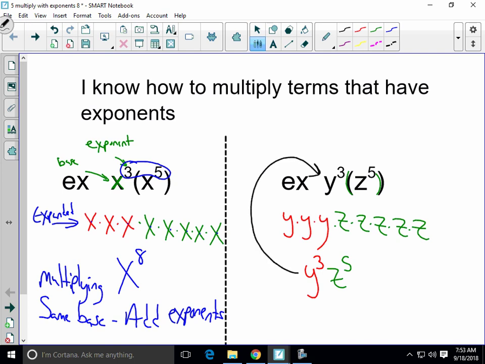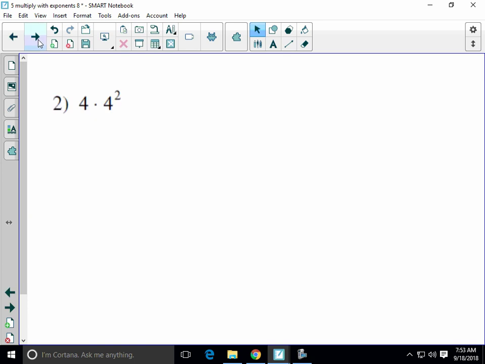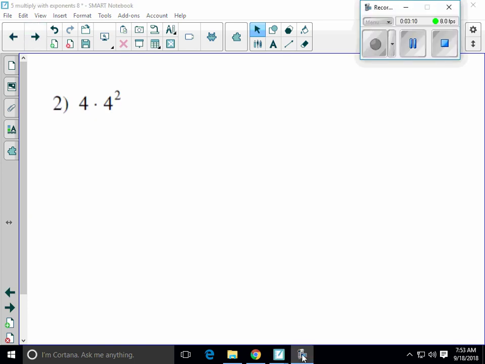So if you have different bases, here you had a y and a z, then you can't multiply them. You can't simplify the expression at all. So we're only looking at like bases, and if we're multiplying with like bases, then we can add the exponents. We're going to look at the even ones together.